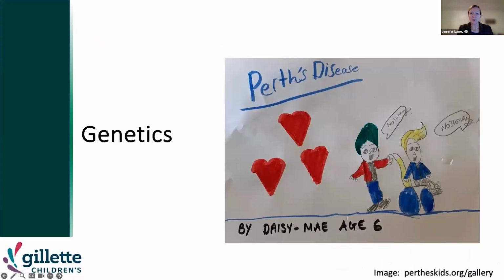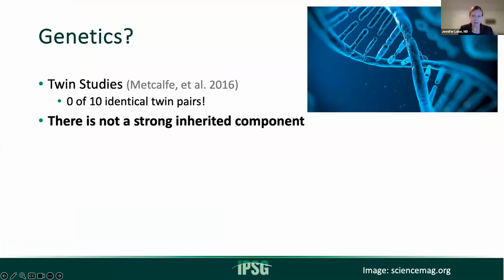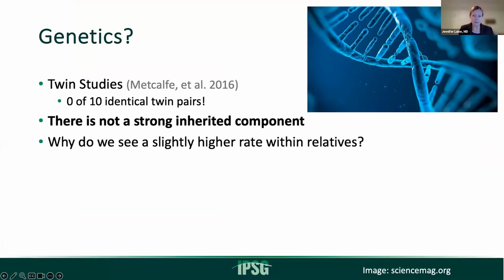What about genetics? We get asked all the time by parents, is this genetic? And I would say that overall, our answer is we don't think so. One of the best studies demonstrating this is a Danish twin study where they looked at 10 pairs of identical twins where one had Perthes disease. They found that 0 pairs had the other twin with Perthes disease. Since identical twins are genetically identical, if you don't have it paired in identical twins, it most likely does not have a strong inherited component. So you might ask, why do we occasionally hear that there's a slightly higher rate within relatives? The thinking is that most likely relatives are in the same environment, so maybe it has more to do with that environmental factor.